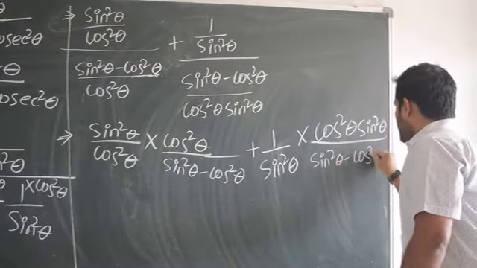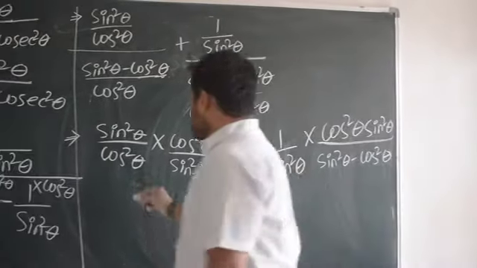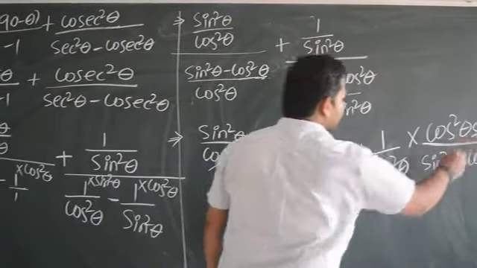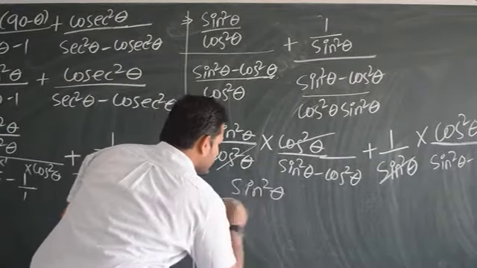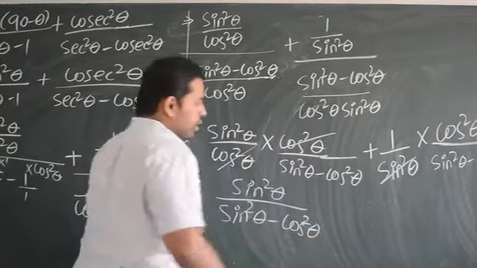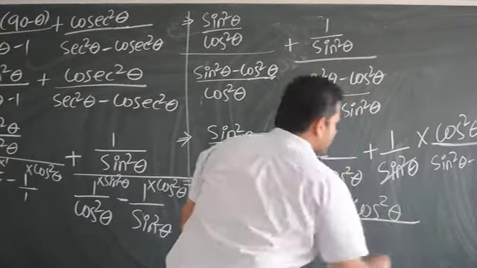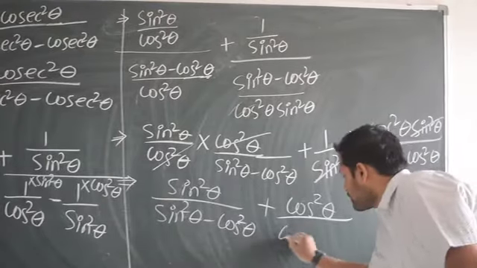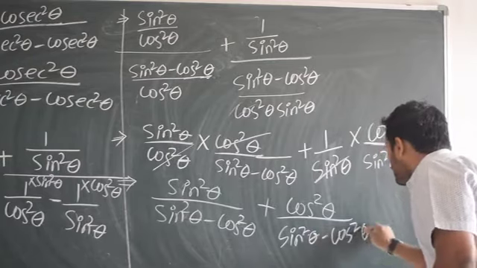Are you with me? Dear children, you have to be with me to solve this problem. Otherwise, you will lose yourself. Then here cos square theta and cos square theta will get cancelled. Here sin square theta and sin square theta will get cancelled. Then what am I remaining with? I am remaining with sin square theta divided by sin square theta minus cos square theta. Then again plus, the remaining thing is cos square theta divided by sin square theta minus cos square theta. Almost we are at the answer now.